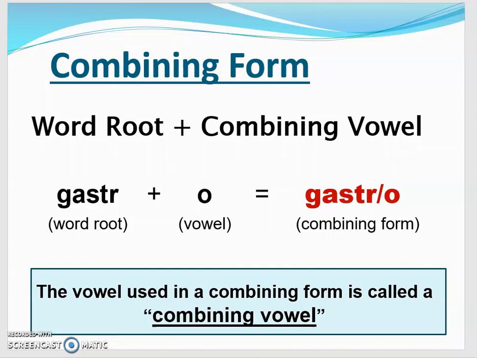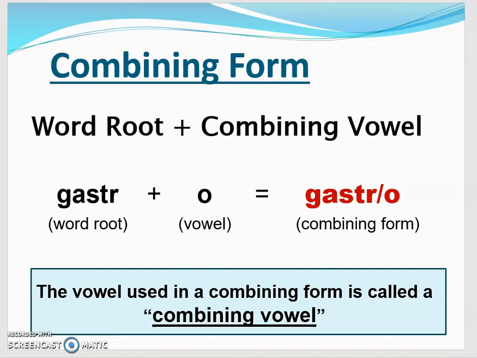Perfect example. I showed you earlier, let me preface this by saying you saw two forms of the word stomach earlier. You saw gaster, and I showed you the word gastro that had a slash and an O. What I was really showing you then was the combining form for stomach. So here we take gaster, we add the combining vowel O, and we have gastro, and this is our combining form. The vowel used in the combining form, once again, is called the combining vowel.